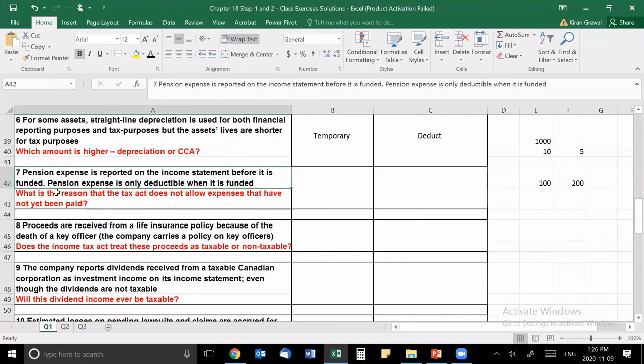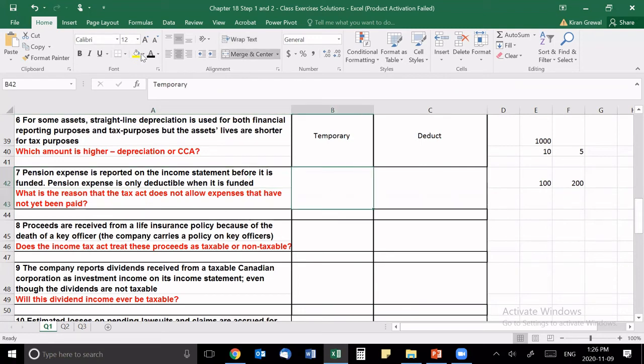before the cash is actually provided into the fund, and pension expense is only deductible for tax purposes when cash is actually paid out. So again, this would be a temporary difference. You have a difference in accounting and tax, but eventually it will be zeroed out. And it says that we've reported pension expense for accounting purposes. So in your accounting income, this has been deducted. So in order to take it out, we have to add it back.